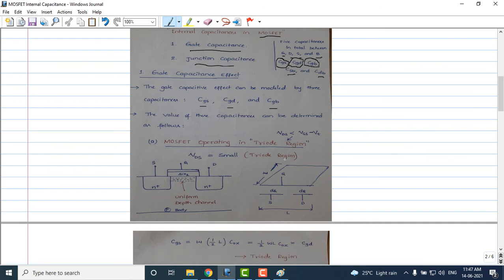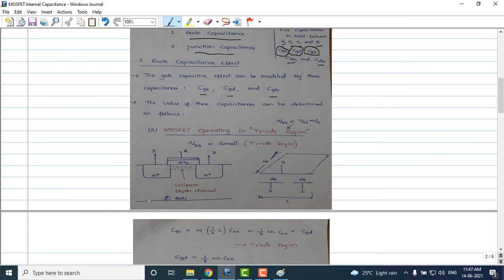When MOSFET is operated in the triode region, this is the physical structure we have shown here of a MOSFET. There is a source region, drain region, and a channel region. Since MOSFET is operated in the triode region, VDS is going to be very small. The condition to operate MOSFET in the triode region is that drain source voltage must be less than the effective gate source voltage, VGS minus VT. This we also labeled as overdrive voltage, if you can recall it. If I make the drain source voltage less than the overdrive voltage, the MOSFET will be in the triode region.